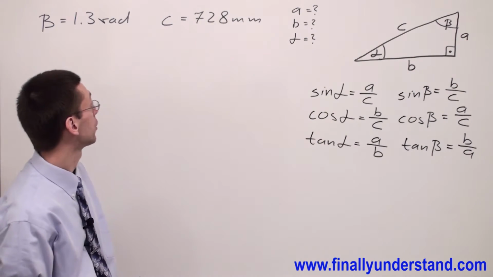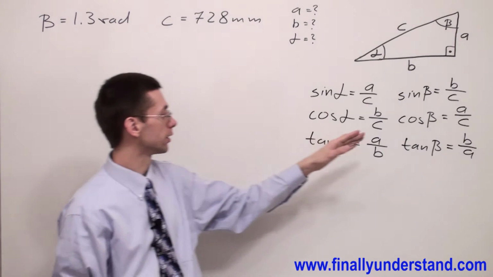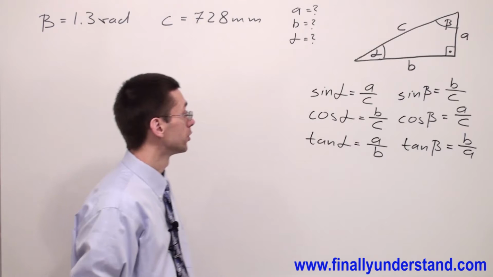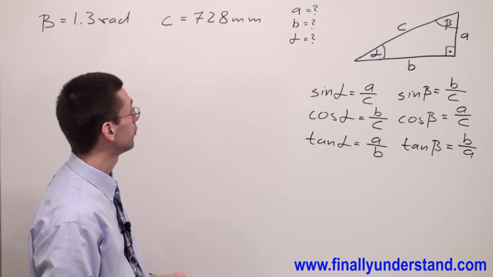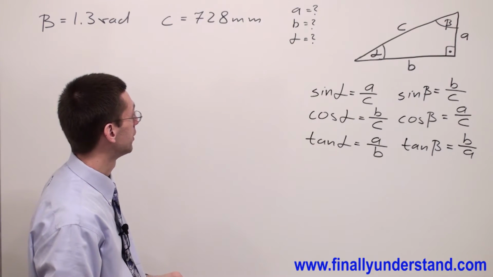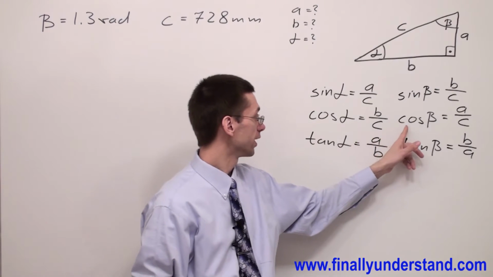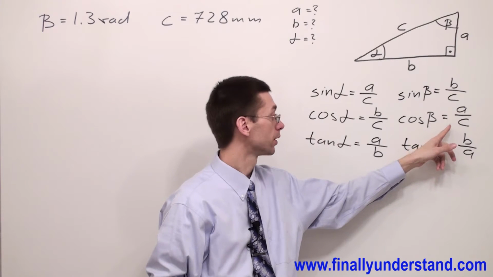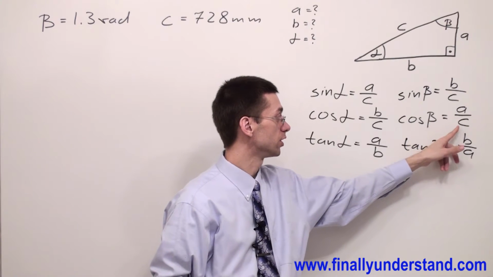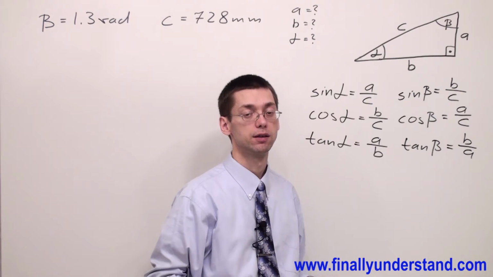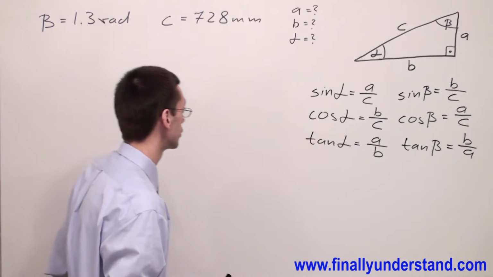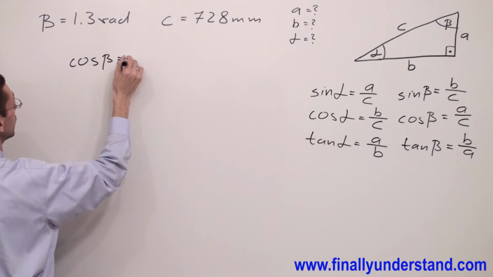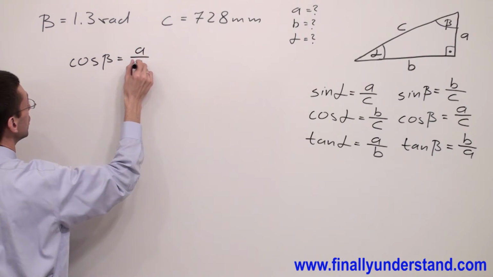Now, because angle beta is given, I'm going to look at the formulas with angle beta. So, I have to find side A. Cosine beta is equal A over C. Beta is given, C is given, I can find side A. So I have cosine beta is equal A over C.